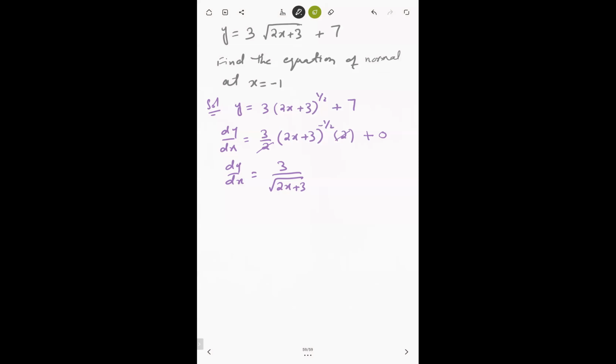So to find the gradient at x is equal to minus 1, put x is equal to minus 1 here. So 2 times minus 1 is minus 2, plus 3 is 1. Under root 1 is 1. So 3 divided by 1 is 3. So the gradient is 3. This is the gradient of tangent. So what will be the gradient of normal? It will be minus 1 over 3.